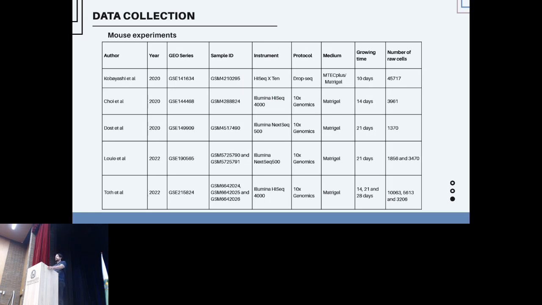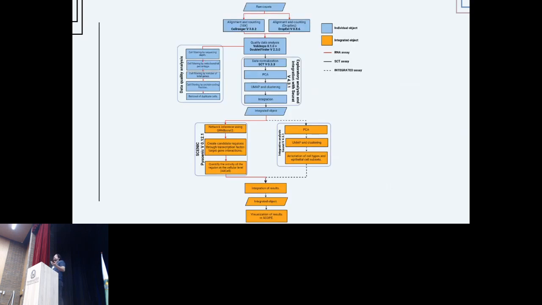And there are some features that are important to consider because we integrate all the experiments in one object. For example, the type of stem cell used for generating these alveolar organoids, the growing time at the moment of sequencing, and the instrument and the protocol used for sequencing. And after the data collection, we followed a modified Seurat pipeline to integrate the object and also to filter the cells based on the quality of the data.